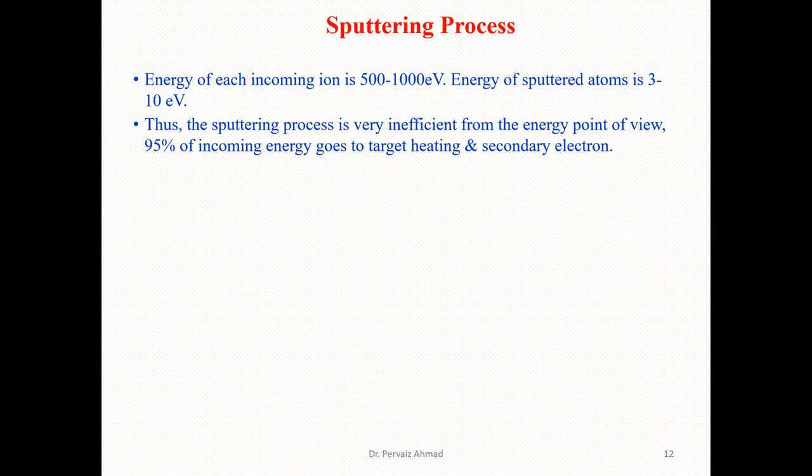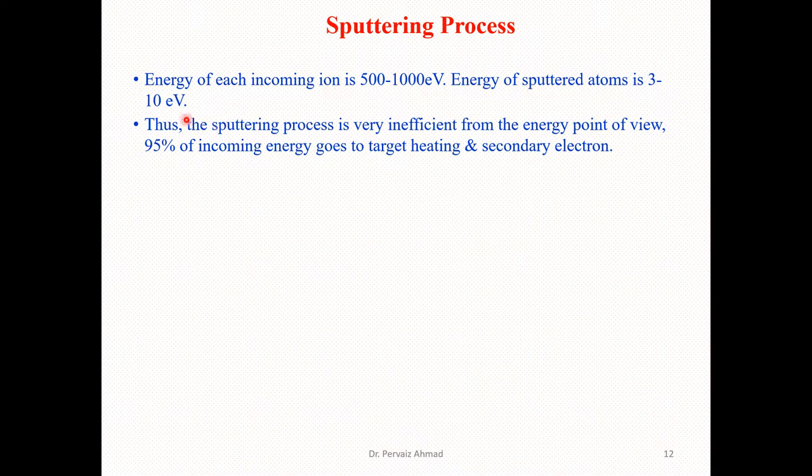Why? Because 95% of the incoming energy goes to the target by heating and producing secondary electrons. Let me repeat it again, and you should properly understand this step. In the first step, we need energy for the incoming ion and for the sputtered atom. For the incoming ions, the energy lies in the range of 500 to 1000 electron volts, while the energy of the sputtered atom is 3 to 10 electron volts.